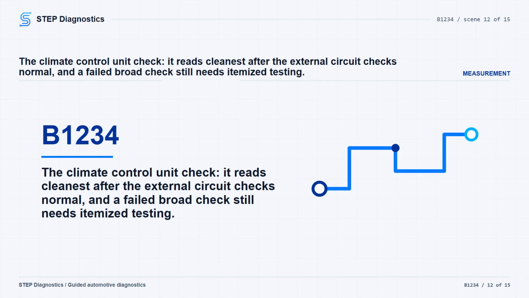The climate control unit inspection is only cleanly interpreted when the external circuit is normal. This test can be performed before the individual checks because it includes the listed inspection items, but if it fails, continue with the individual inspection items to find which one failed.